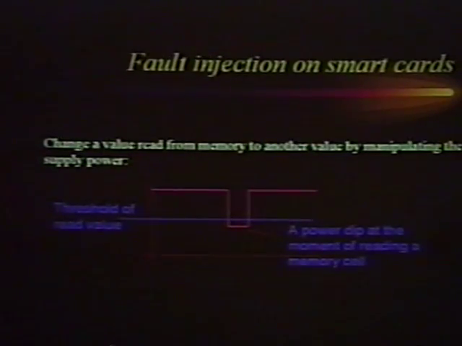It can happen that the chip reads another value than was actually there, because internally there's a threshold for this read value. If we read a voltage below the threshold, we interpret it as a 0, otherwise we interpret it as a 1.